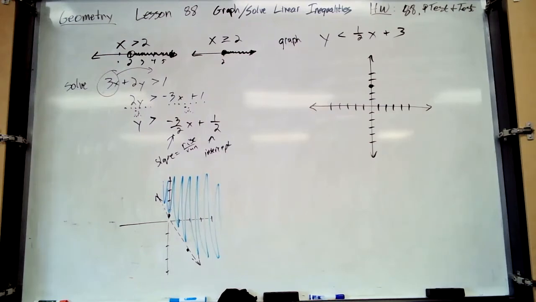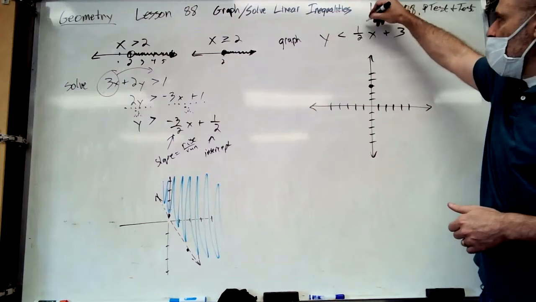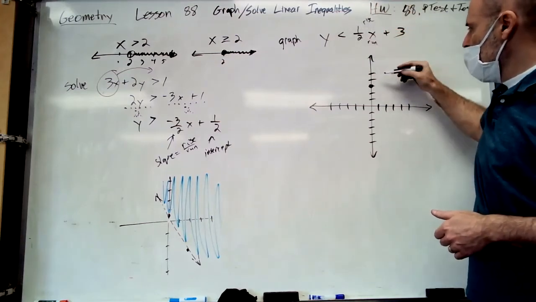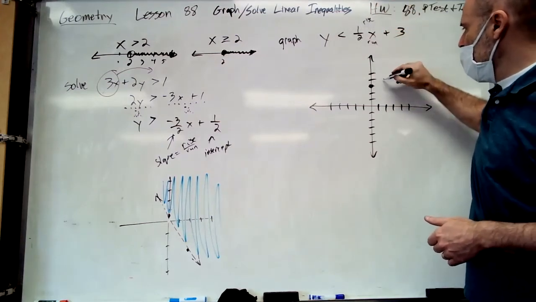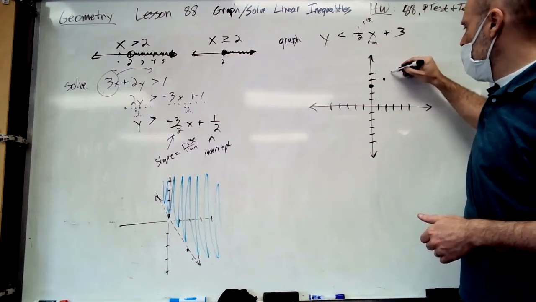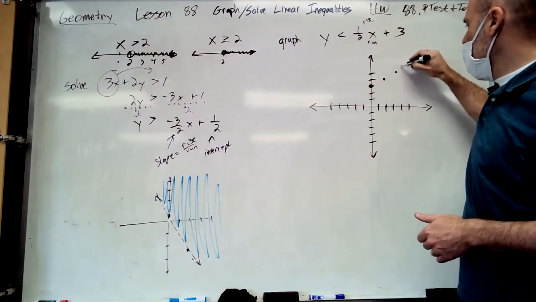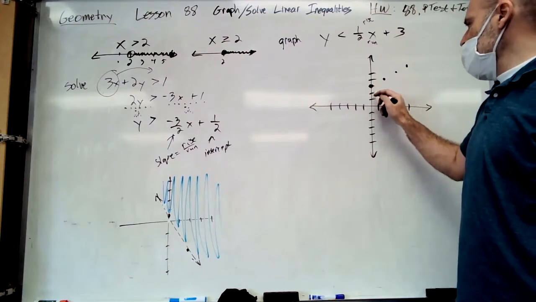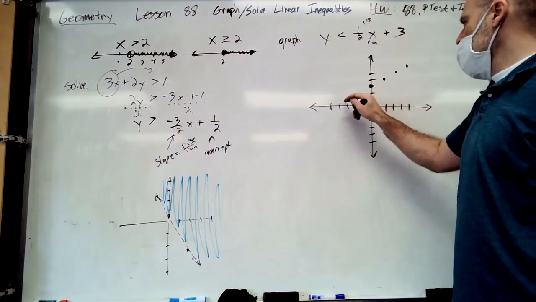So don't think of it as half. Think of it as 2 numbers, 1 over 2. This is rise over run. So it's up 1 and over 2. Up 1, over 2, and so on. If I go backwards, it's down 1, left 2, down 1, left 2.